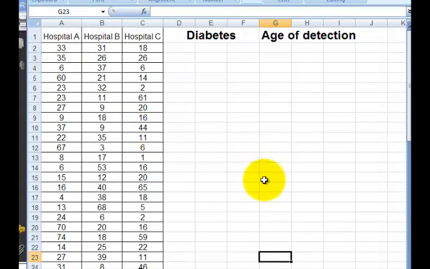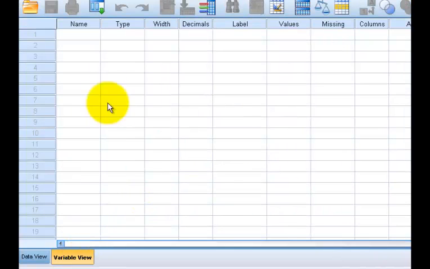Right, my first IV is going to be group, and it's going to have 3 levels, right? 1 is going to be hospital A, 2 is going to be hospital B, 3 is going to be hospital C, and the other variable is going to be age of patients. That's all these numbers here. So please hold.